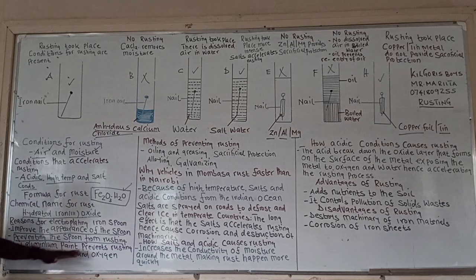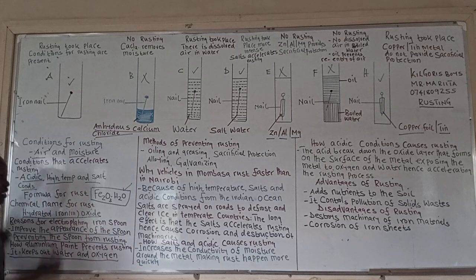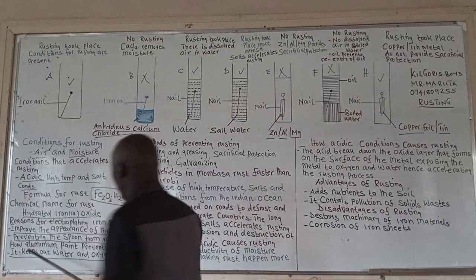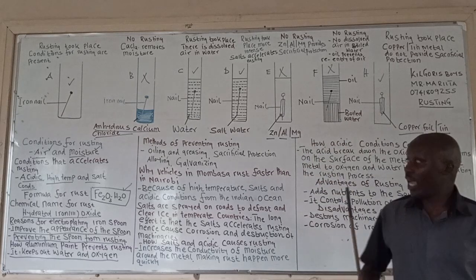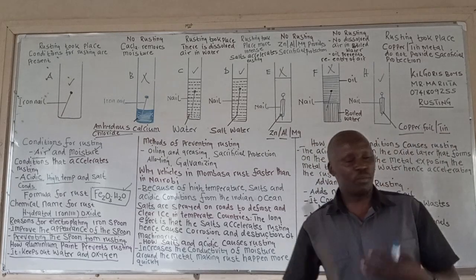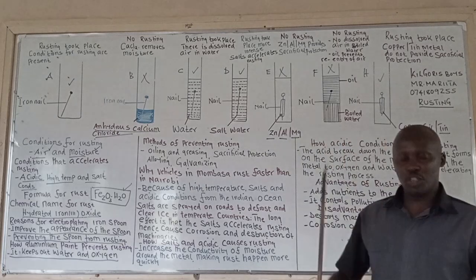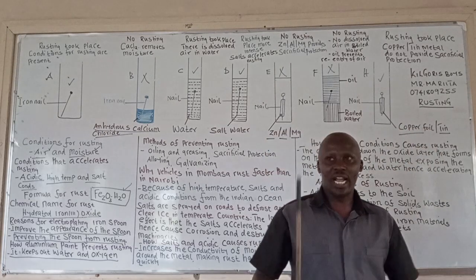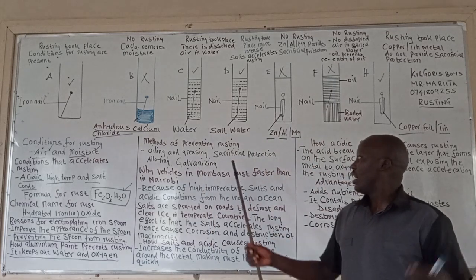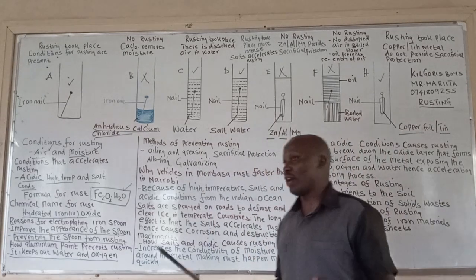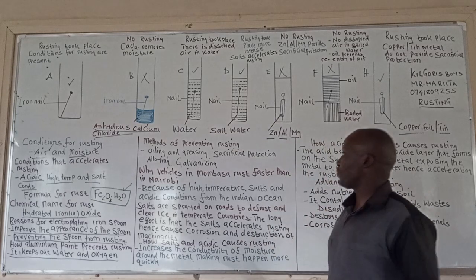How does aluminium paint prevent rusting? Aluminium paint prevents rusting by keeping out water and oxygen. That is how aluminium paint prevents rusting. Now, sometimes you will also be required to know the methods of preventing rusting. Methods of preventing rusting: we have oiling and greasing, alloying, galvanizing, or sacrificial protection.